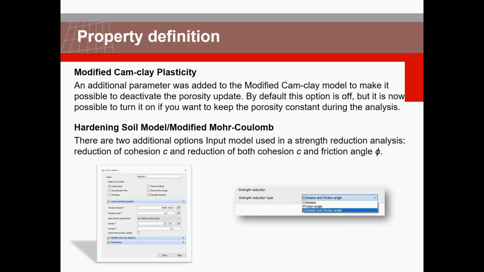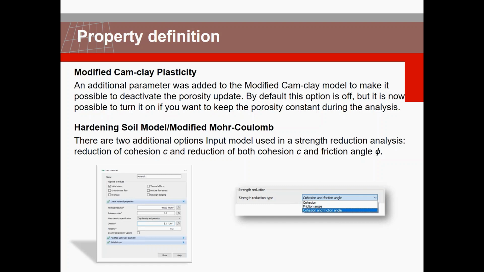For modified Cam-Clay, there is a porosity update, or you can keep it constant or make the process get updated through the dialog box in the corresponding material model. For the hardening soil model, modified Mohr-Coulomb, we have done lots of extension besides controlling the shape of the cap and additional parameters that help you to basically nail the results.